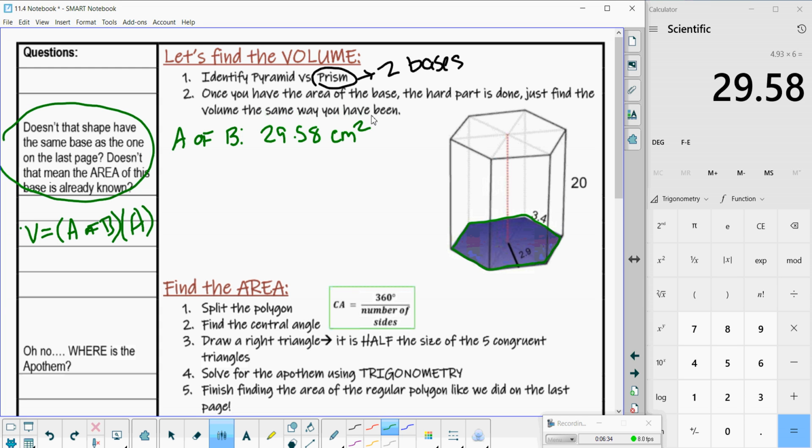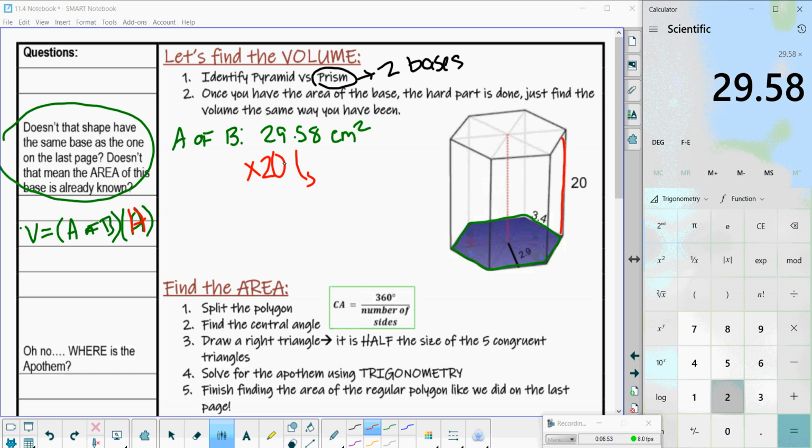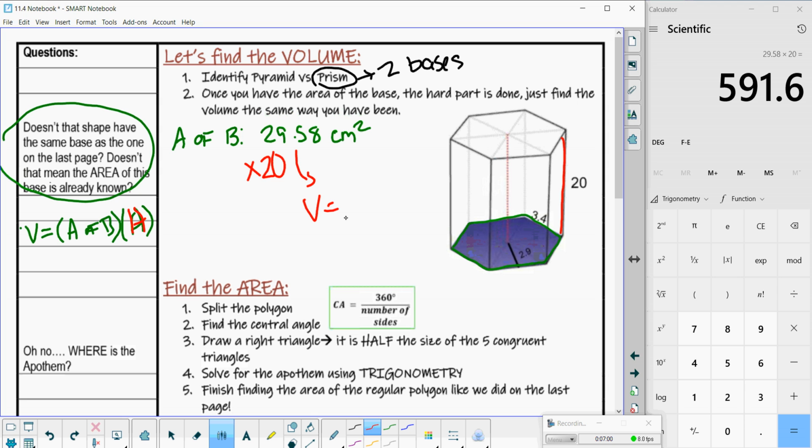And so now we need to just multiply it by our height. So I'm going to highlight red. So times our height, which is 20. Okay, so times 20. So 29.58 times 20 equals 591.6. So volume equals 591.6 centimeters cubed.